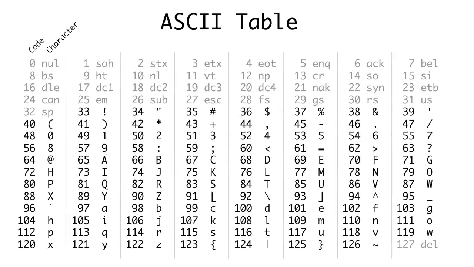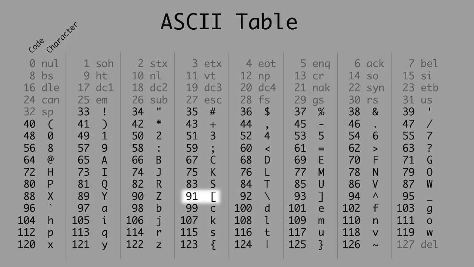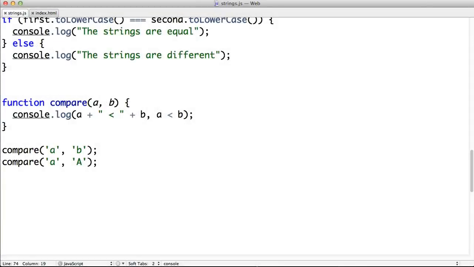And this type of comparison will work for all the characters that we see here. For instance, an open square bracket would be less than a closing square bracket. So we can compare more than single characters. We can compare longer strings, like compare apples to oranges.